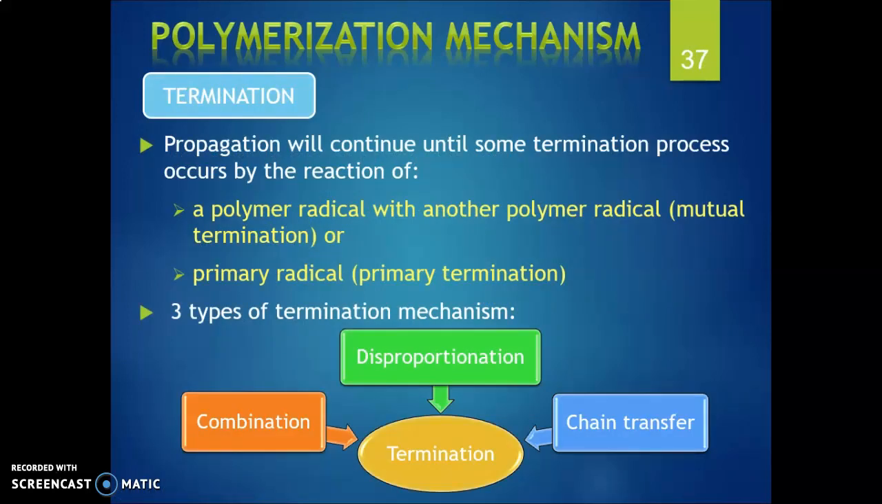Okay, last step is termination. Propagation will continue until some termination process occurs by the reaction of a polymer radical with another polymer radical, called mutual termination, or with a primary radical, which is primary termination. For termination to occur, there are three types: by combination, by disproportionation, and by chain transfer. So termination by combination will produce head to head placement.